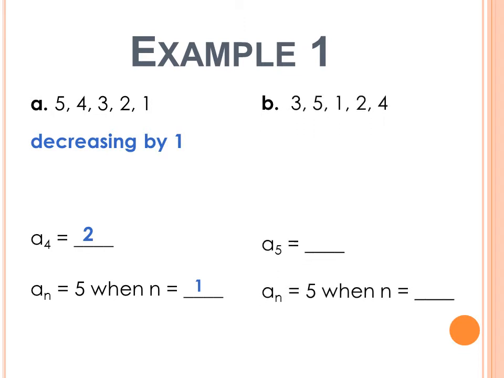Let's look at a second example. 3, 5, 1, 2, 4. For this example, there is no pattern, which means that this is not a sequence, but simply a list of numbers. In order to be a sequence, there would have to be some pattern. A sub 5 means that we're looking for the fifth term in the list. So in this case, the fifth term is 4. A sub n equals 5 again means that we're looking for when the term is 5. And since the second term is 5, n equals 2.